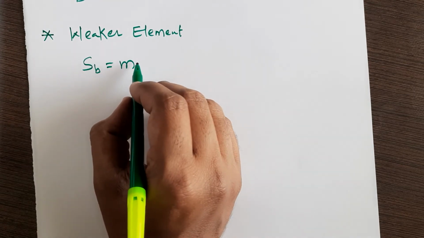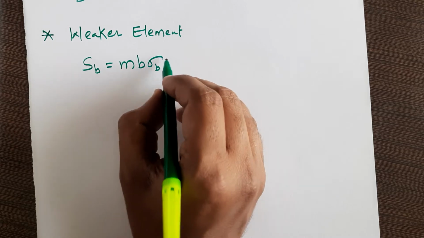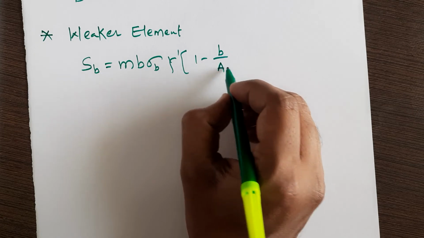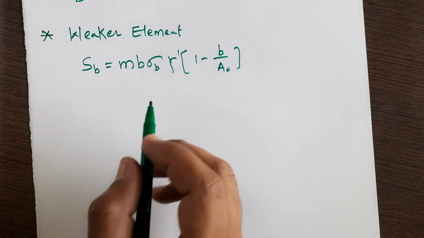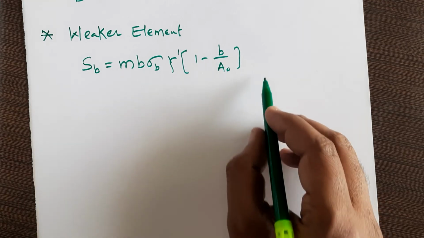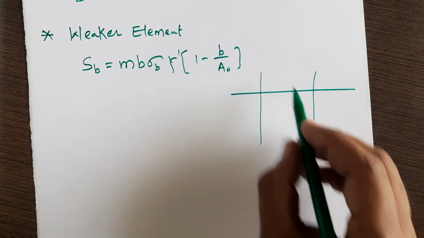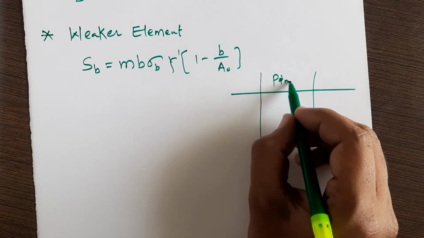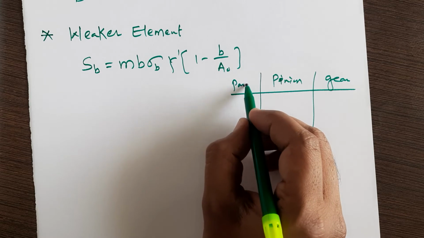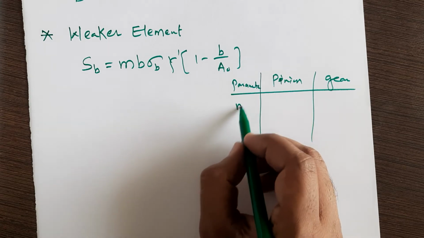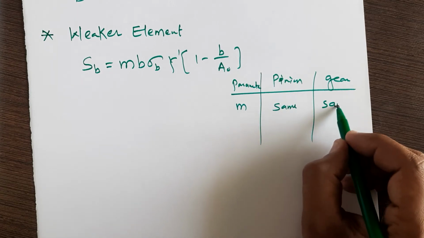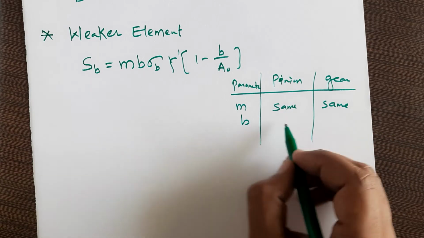Beam strength SB is equal to Bm sigma B y dash in bracket 1 minus B by A naught. This is the equation of beam strength for bevel gear. Here m is the module for the gear and pinion. If we compare the parameters for pinion and gear, the module parameter is the same for gear and pinion, then the face width will be the same.